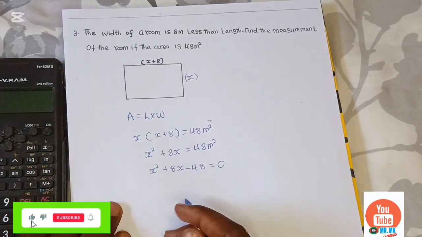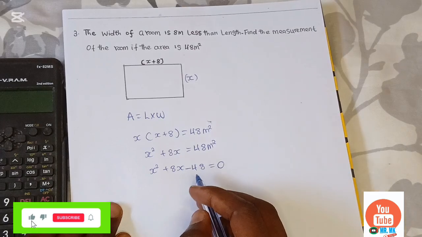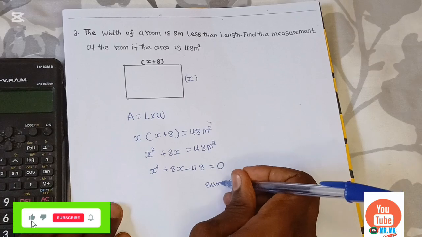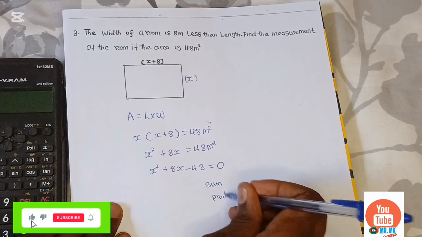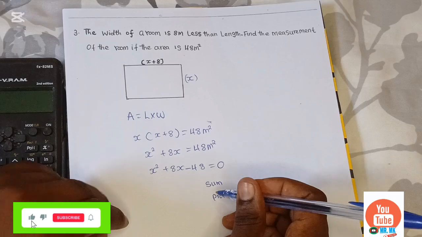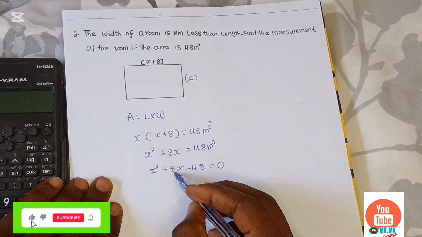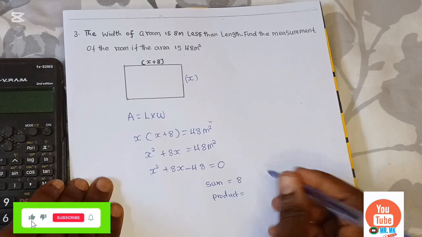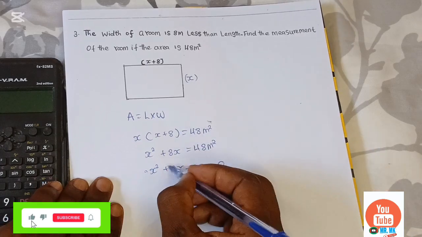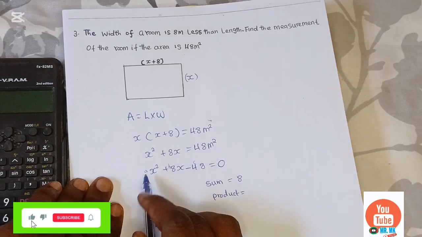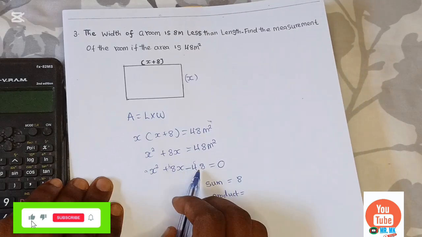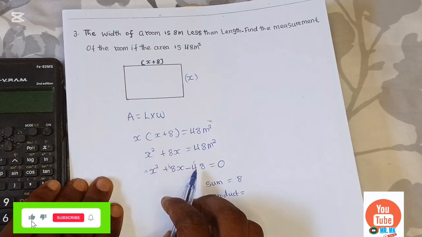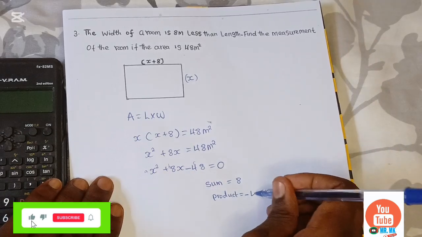After you have formed a quadratic equation, you insert it into the formula. Either you use sum and product. Sum is the coefficient of x. The coefficient of x here is 8, so the sum is 8. Now the product: here is A, here is B, here is C. The product is A times C. Let's assume A is 1. 1 times negative 48 is negative 48.